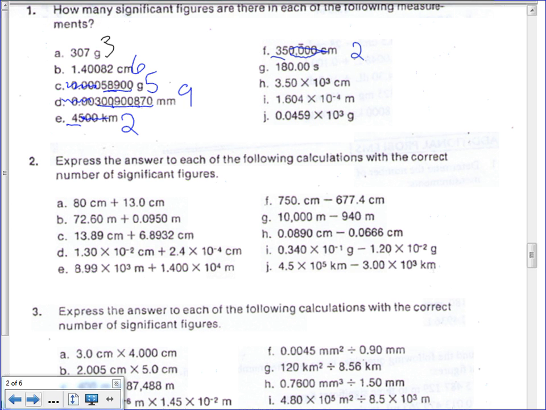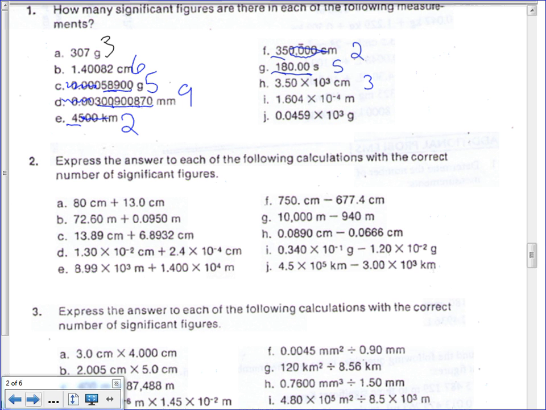All right, letter G, we know the 1 and the 8 are significant. Look at this very last 0. It's to the right of a number and to the right of a decimal point, so that's rule 3. So that means it's significant. So everything in between is going to be significant as well. So that one's 5. Numbers that are in scientific notation, just ignore the times 10 and the exponent. So we're just going to look at H as 3.50. So that one has 3 significant figures.